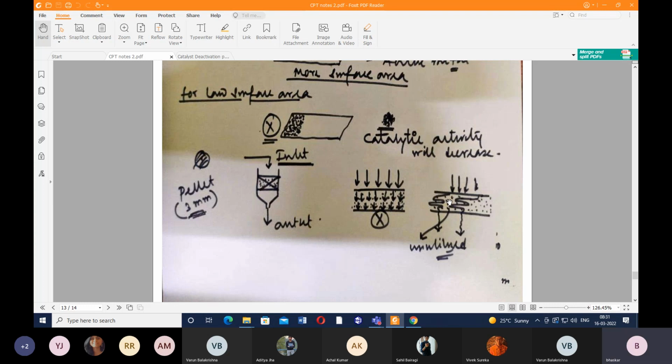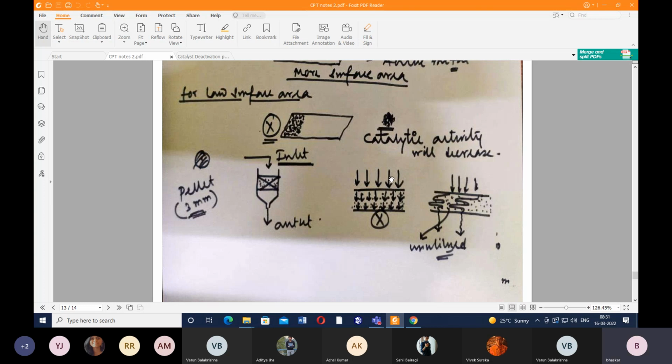That is why we don't use a powder in a bed. Instead of using a powder, what we do is make pellets from that powder, of roughly 3 diameter. Okay, and then we introduce those pellets inside this bed and carry out the reaction.